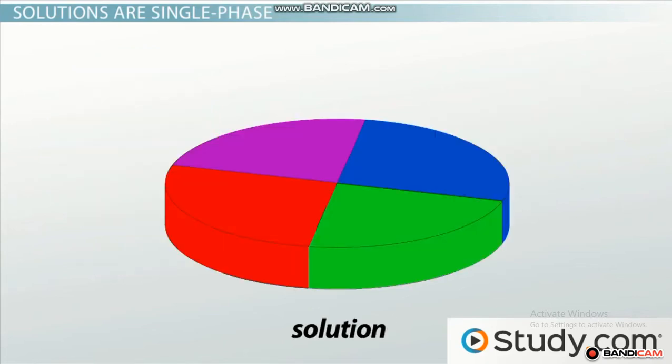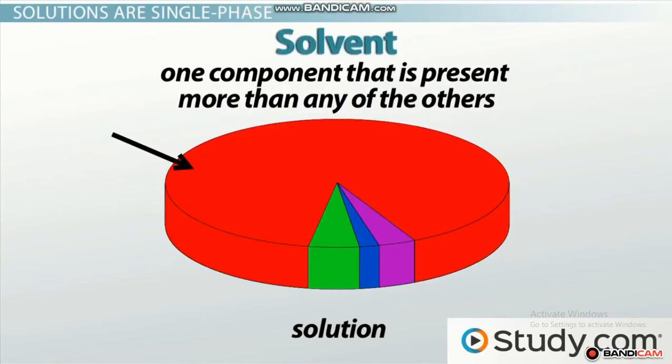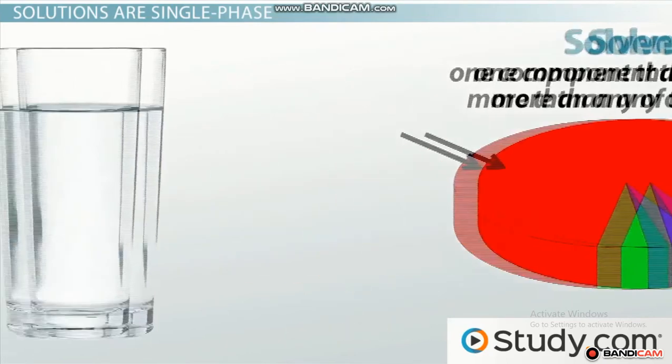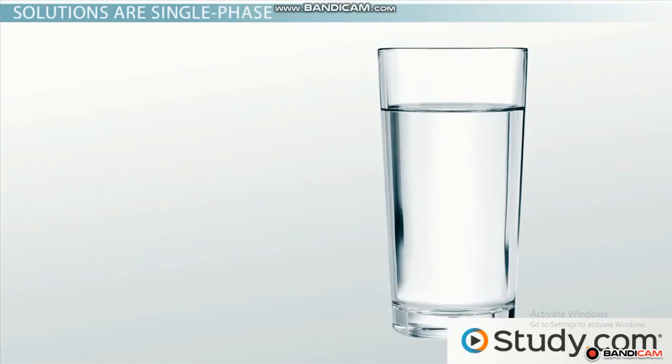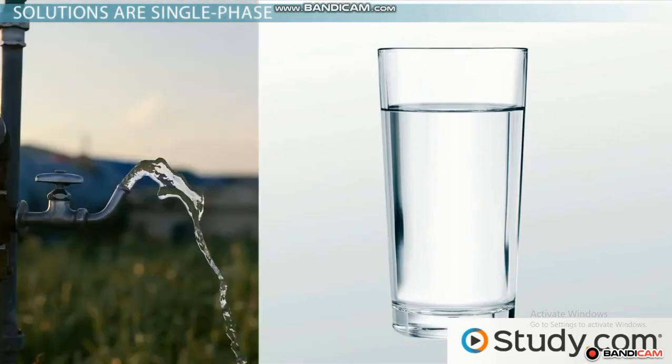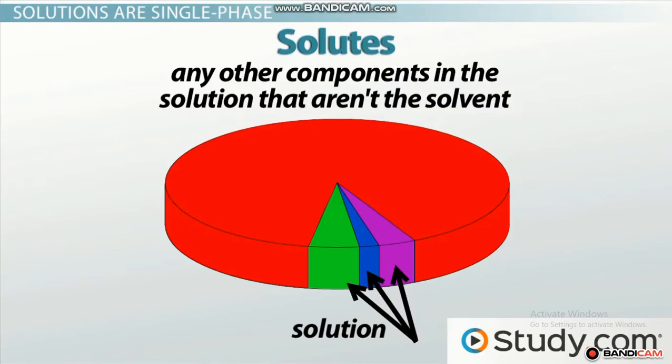An important thing to note about solutions is that just because all components are in the same phase doesn't mean they're all present in the same amount. If there is one component that is present more than any of the others, we call it the solvent. Quite often in a liquid solution, the solvent is water, which makes it an aqueous solution. Both your tap water and the glass of salt water are aqueous solutions because water is the component present in the greatest amount. Any other components in the solution that aren't the solvent are solutes.